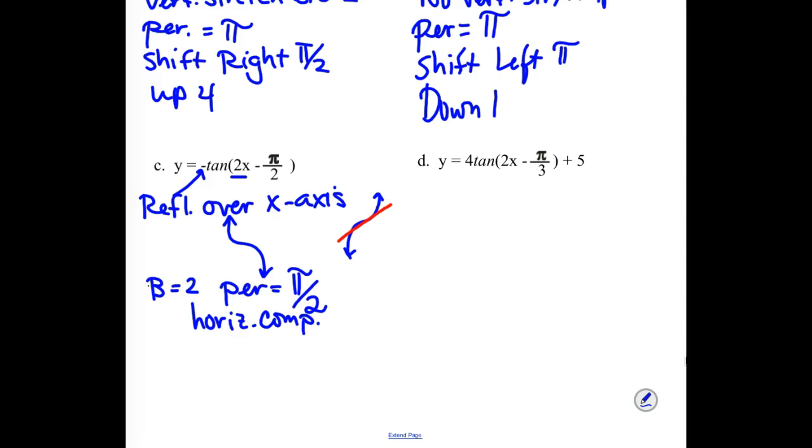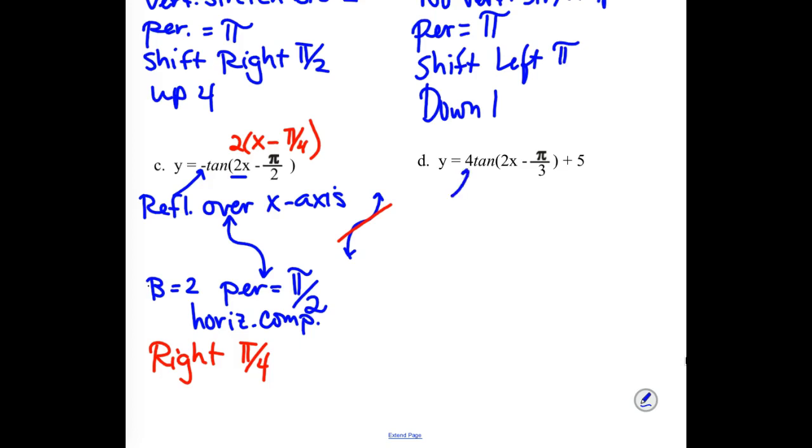But remember, we have to factor that 2 out. So I want you to think of this as 2 times x minus, and if we take pi over 2 and divide out a 2, we have pi over 4. So we're actually shifting it right pi over 4. So all of your asymptotes would just shift pi over 4 units to the right, and then we could draw our curve in.